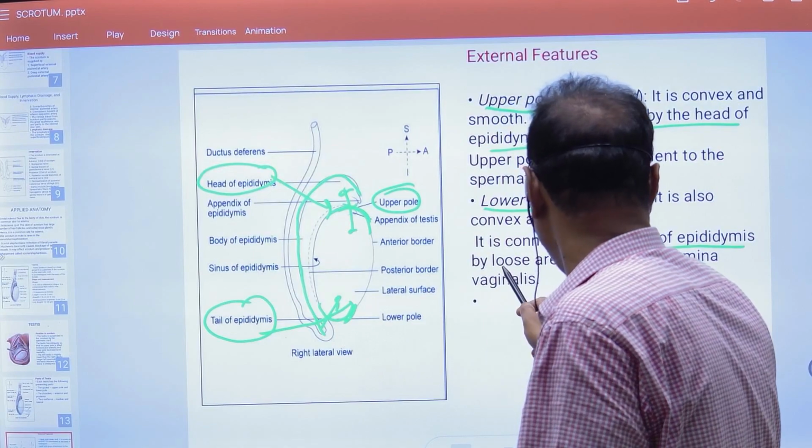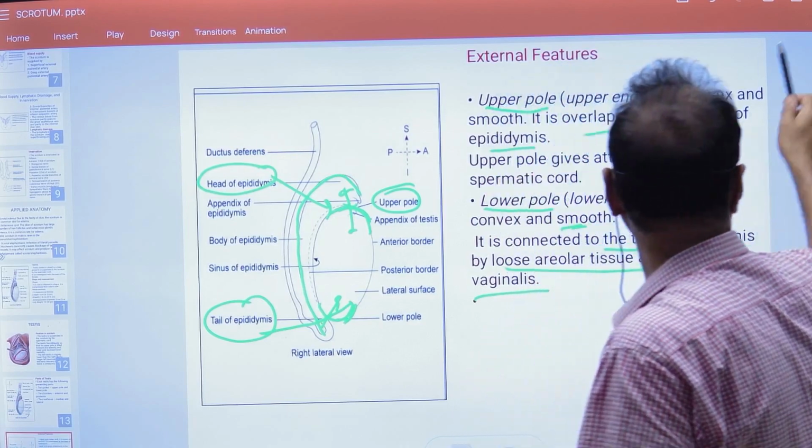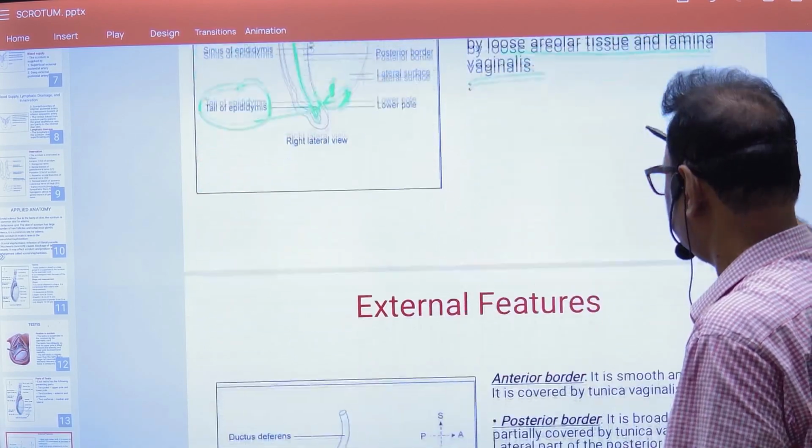And there will be a loose areolar tissue and the lamina vaginalis in between these two, which we will talk about soon over here.